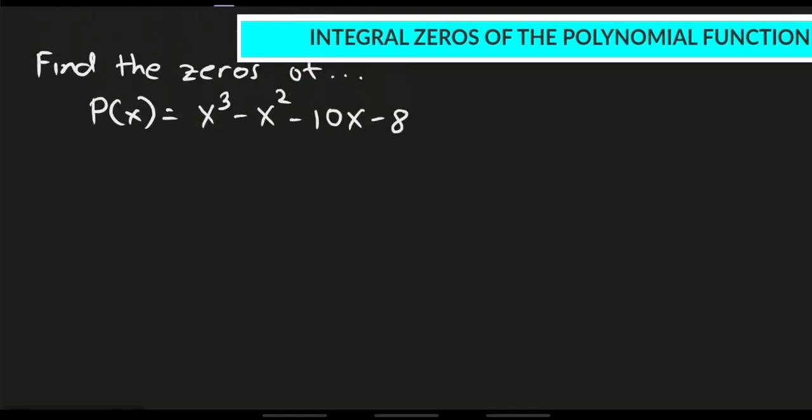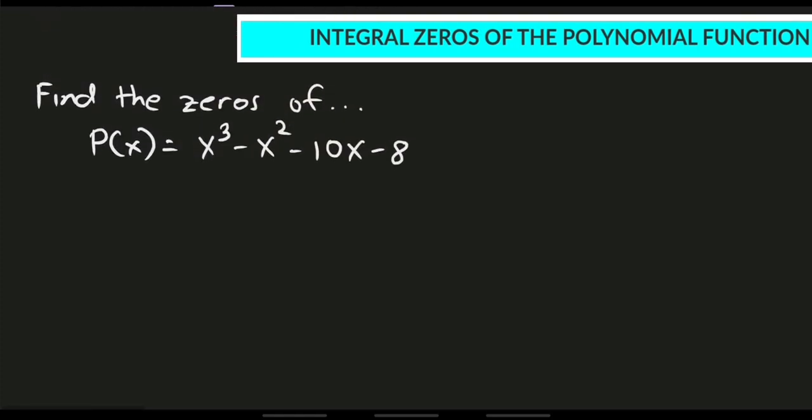Say we are asked to solve or find the zeros of this given polynomial, which is equal to x cubed minus x squared minus 10x minus 8. So to solve for the zeros of this given polynomial, we have this set of steps. For step number 1, we need to simply list all of the possible integral zeros of p of x.